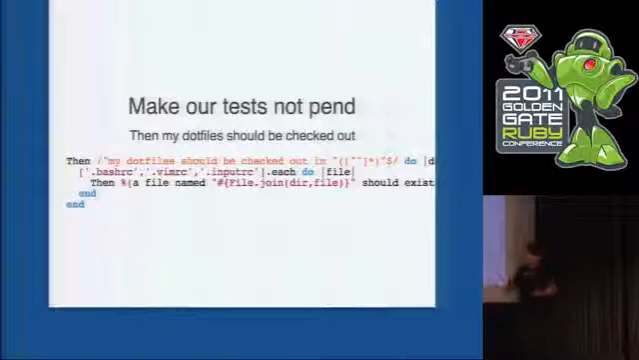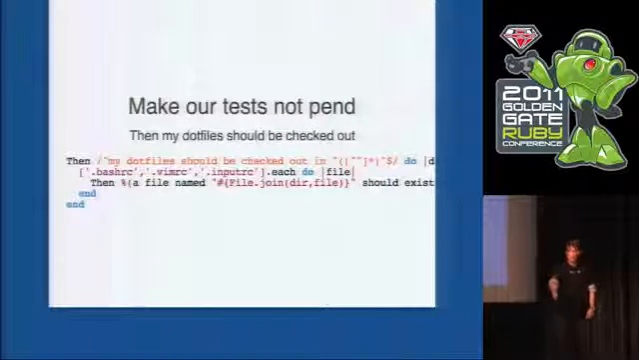So I know in my special Git repo that I set up, I've got a bash RC, a vim RC, and an input RC. So I'm just going to check that those are there. And so we can see here that I'm calling some other step, a file named something should exist. So this is from Aruba. Aruba gives us a bunch of stuff like this, and so I don't have to worry about how to check for that. Aruba can handle that for me.